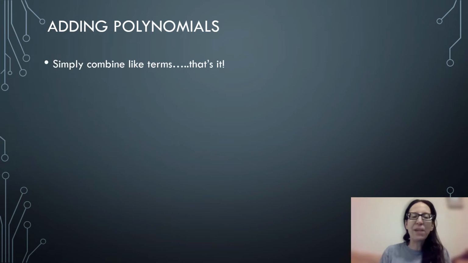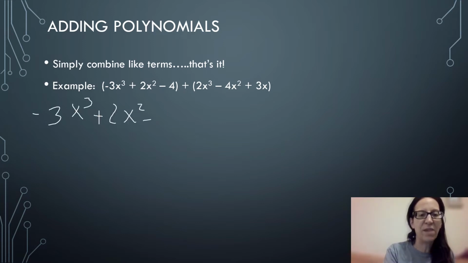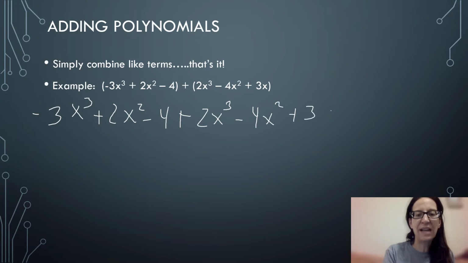Okay, so adding polynomials, you simply combine like terms. That's it. That's all you do. So here's an example of one. We are going to combine negative 3x to the third plus 2x squared minus 4 plus 2x to the third minus 4x squared plus 3x.